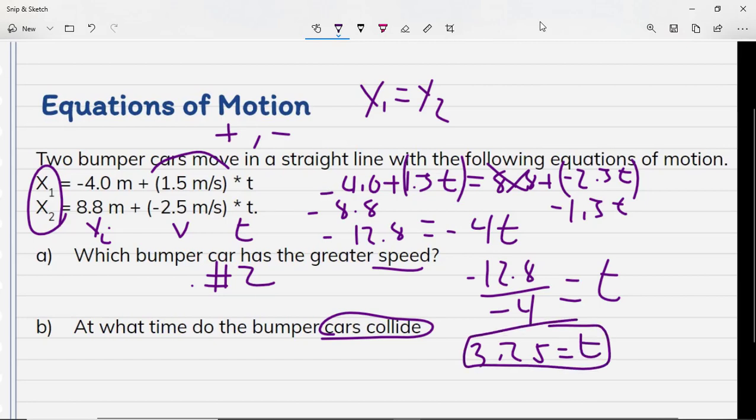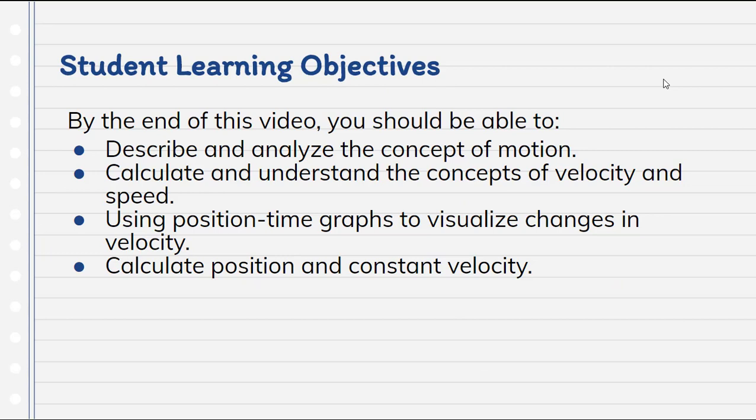Okay? So again, just keep in mind all the different stuff we can plug in. You'll get some practice problems to work on this week, hopefully. Hopefully now you have a clear understanding of the concept of motion. You should be able to calculate and understand the concepts of velocity and speed. Use position time graphs to visualize changes in velocity over time and calculate position and constant velocity.